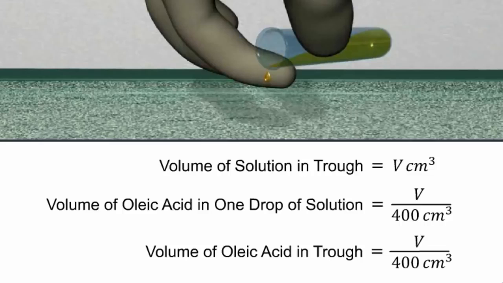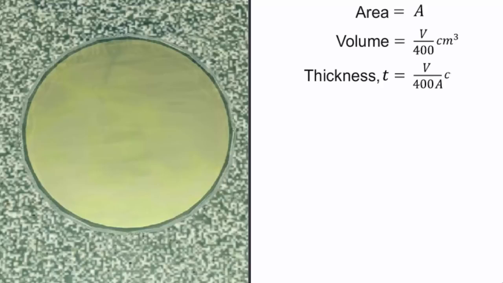Now that we have the area and volume of the thin circular film, we can get its thickness, T, as the ratio of volume to area. T is equal to V/(400A) centimeter. If we assume that the film is monomolecular, as the concentration is very low, the thickness of the film becomes the size of a molecule of oleic acid.